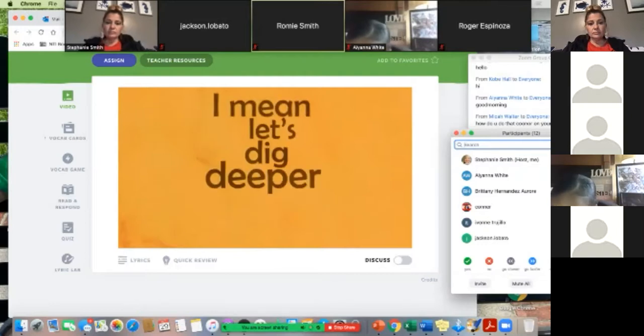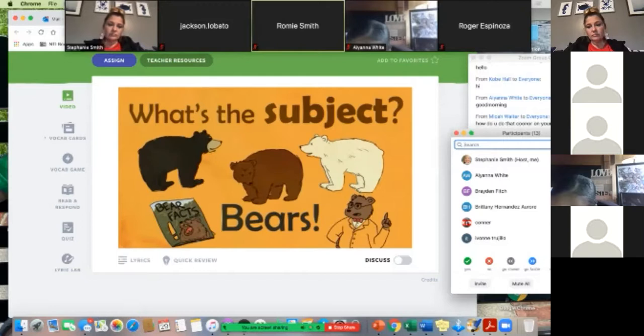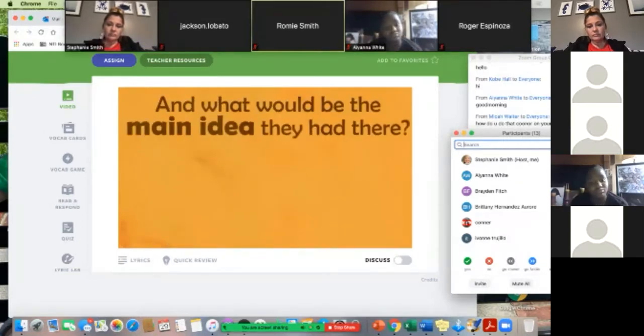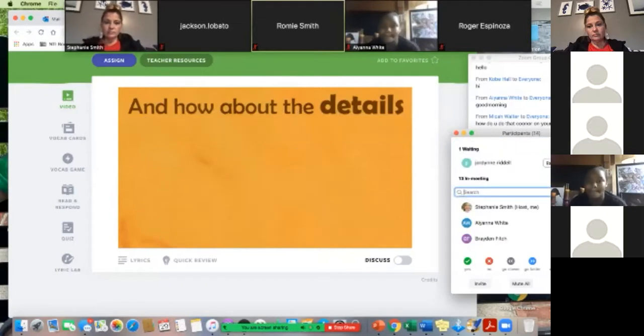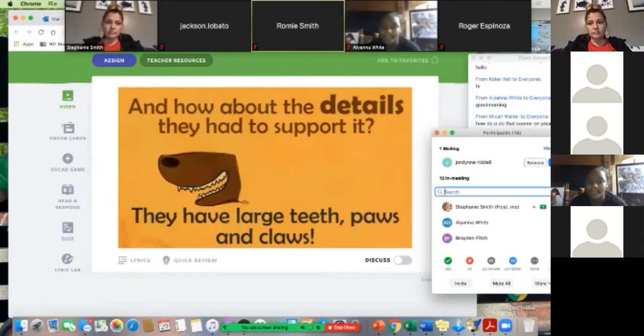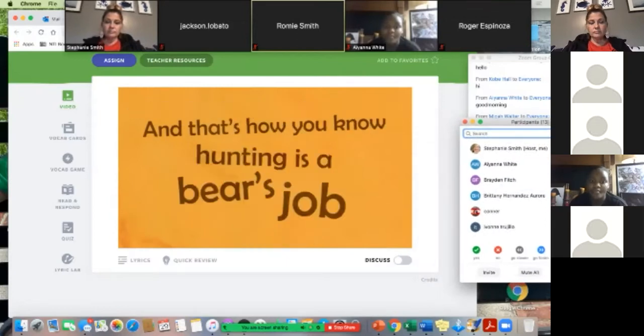I mean, let's dig deeper in the article I found. What's the subject? And what would be the main idea they had there? The bears are good hunters, that's most important. How about the details they had to support it? They have large teeth, paws, and claws. That's how you know hunting is a bear's job.